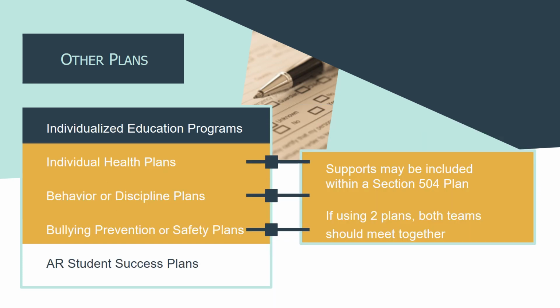The Equity Assistance Center recommends that if a student is being supported with a Section 504 plan and another plan, that those plans be put into a singular plan. The student-centered supports that might be listed in such other plans can be included within a Section 504 plan. At the least, teams should come together and discuss their services to prevent overlap, miscommunication, or conflict. A student success plan will remain a separate document from the Section 504 plan.